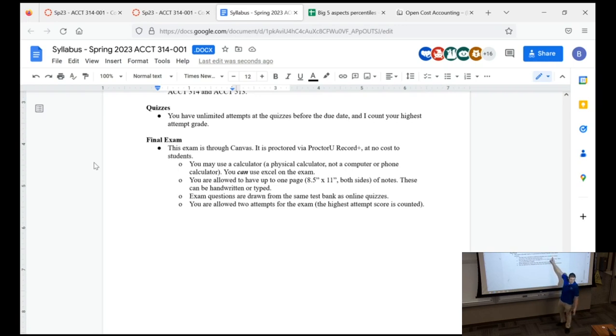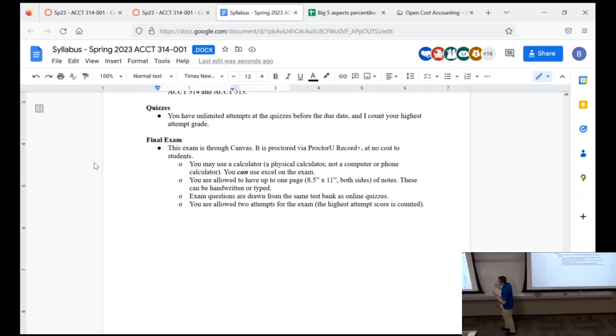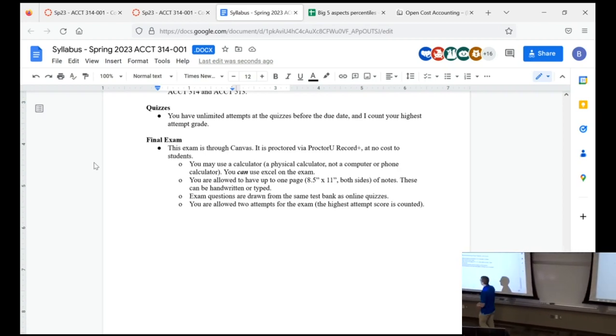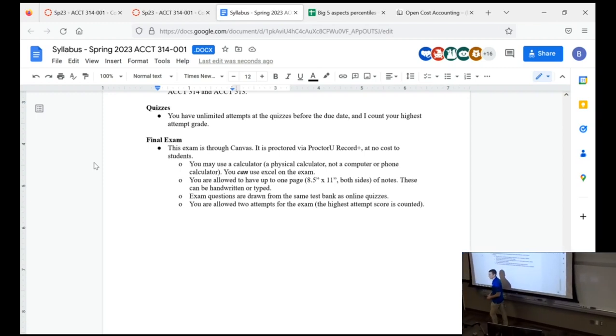At no cost right now. It's at no cost still. The university has toyed with the idea of, we're going to stop using that. But every time they say that, they later announce, we're going to use it for another semester. So luckily, this is still at no cost for the students.